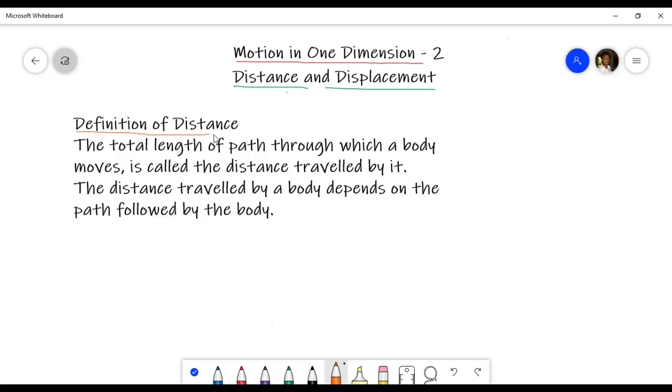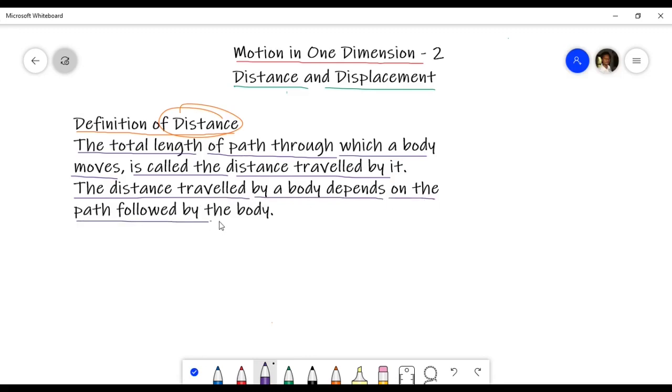Let's define distance. The total length of path through which a body moves is called the distance traveled by it. And the distance traveled by a body depends on the path followed by the body. Okay, the distance traveled by a body depends on the path followed by the body.